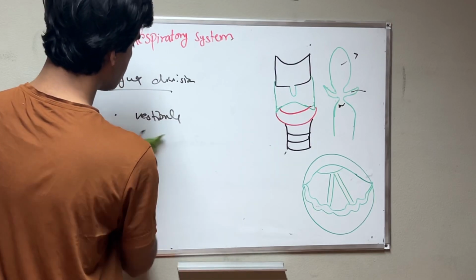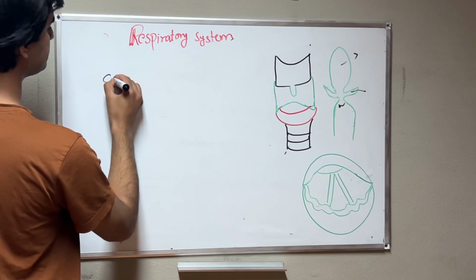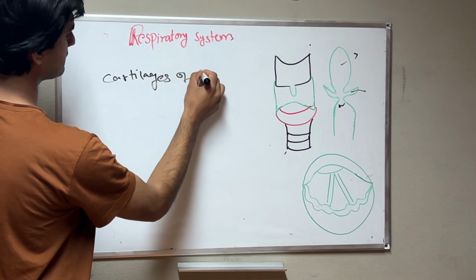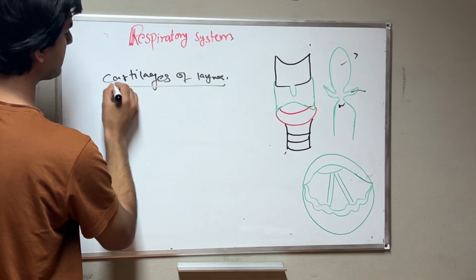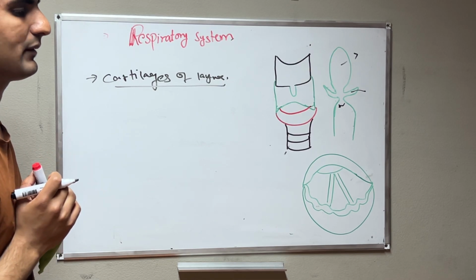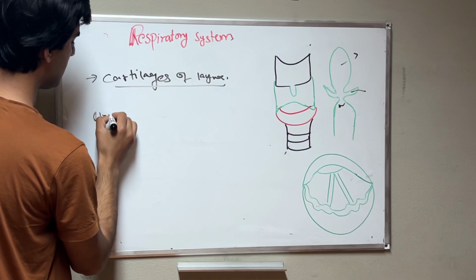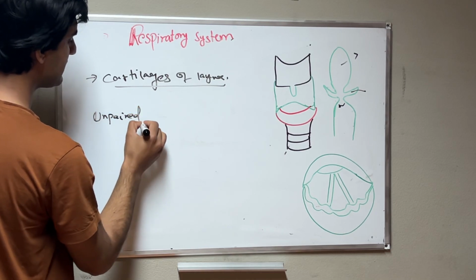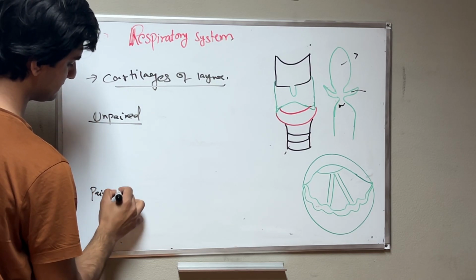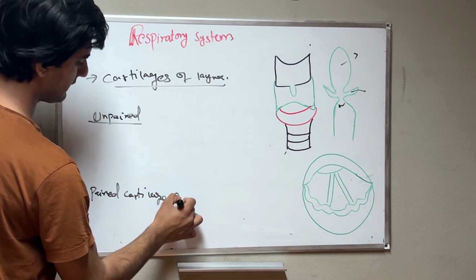Now we will talk about the cartilages of the larynx. The cartilages of the larynx are divided into two parts, paired and unpaired. First we will write the unpaired cartilages of the larynx and the paired cartilages of the larynx.